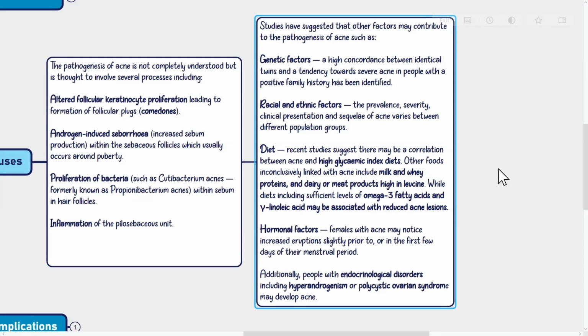Diet. Recent studies suggest there may be a correlation between acne and high glycemic index diets. Other foods inconclusively linked with acne include milk and whey proteins, and dairy or meat products high in leucine. While diets including sufficient levels of omega-3 fatty acids and gamma-linoleic acid may be associated with reduced acne lesions. Hormonal factors. Females with acne may notice increased eruptions slightly prior to or in the first few days of their menstrual period. Additionally, people with endocrinological disorders including hyperandrogenism or polycystic ovarian syndrome may develop acne.